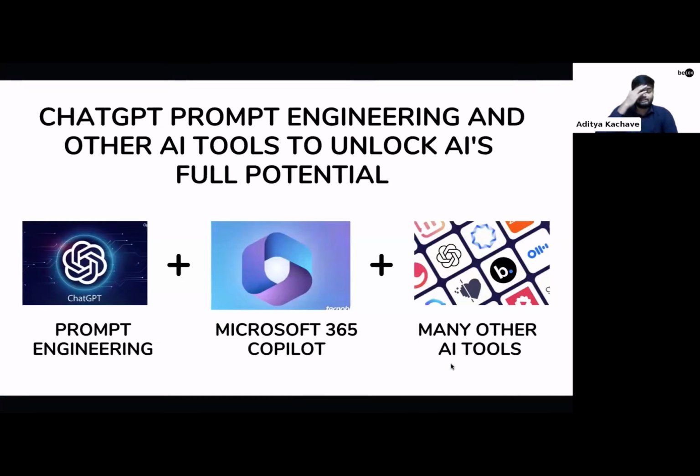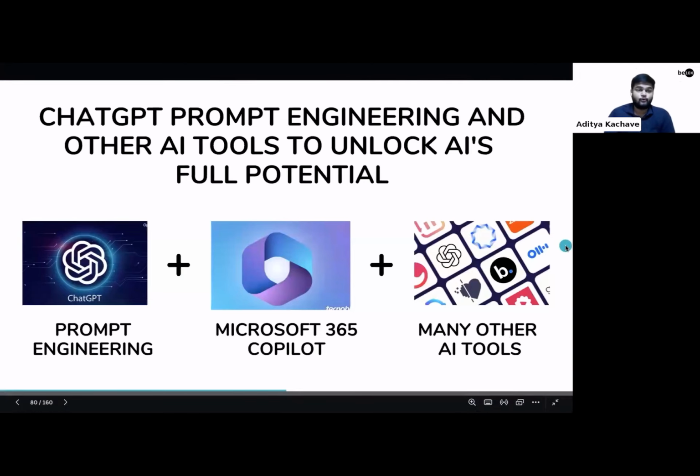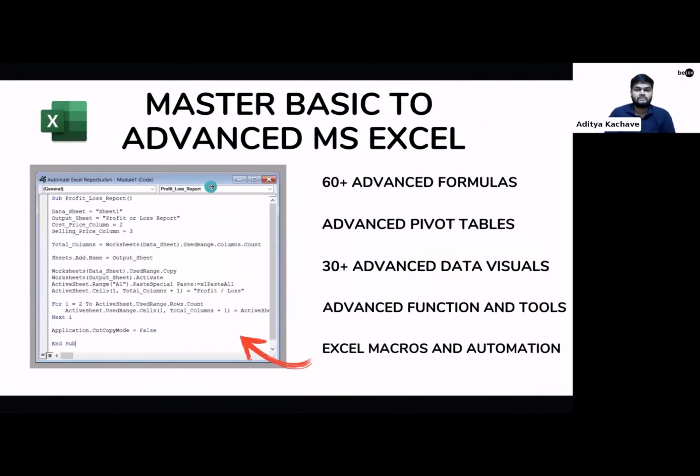Microsoft integrated all these AI features in their Microsoft Office workflow, which is called Microsoft 365 Copilot, and you need to master other AI tools as well in order to get on top in this fourth industrial revolution, which is the AI revolution, right? And most importantly, the evergreen thing, you should also master basic to advanced Microsoft Excel. It is going to stay in the industry for a long time going ahead as well.